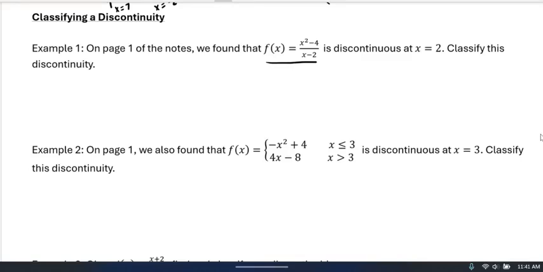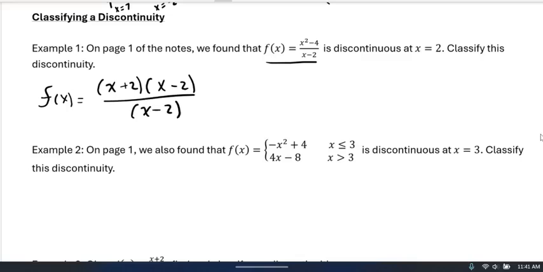What exactly was going on there? Well, if we factor this function, it gives us a little more information. The top happens to be a difference of two squares. It'll factor to x plus 2 over x minus 2. And then notice that if we were to simplify this function, it's going to behave a lot like x plus 2.